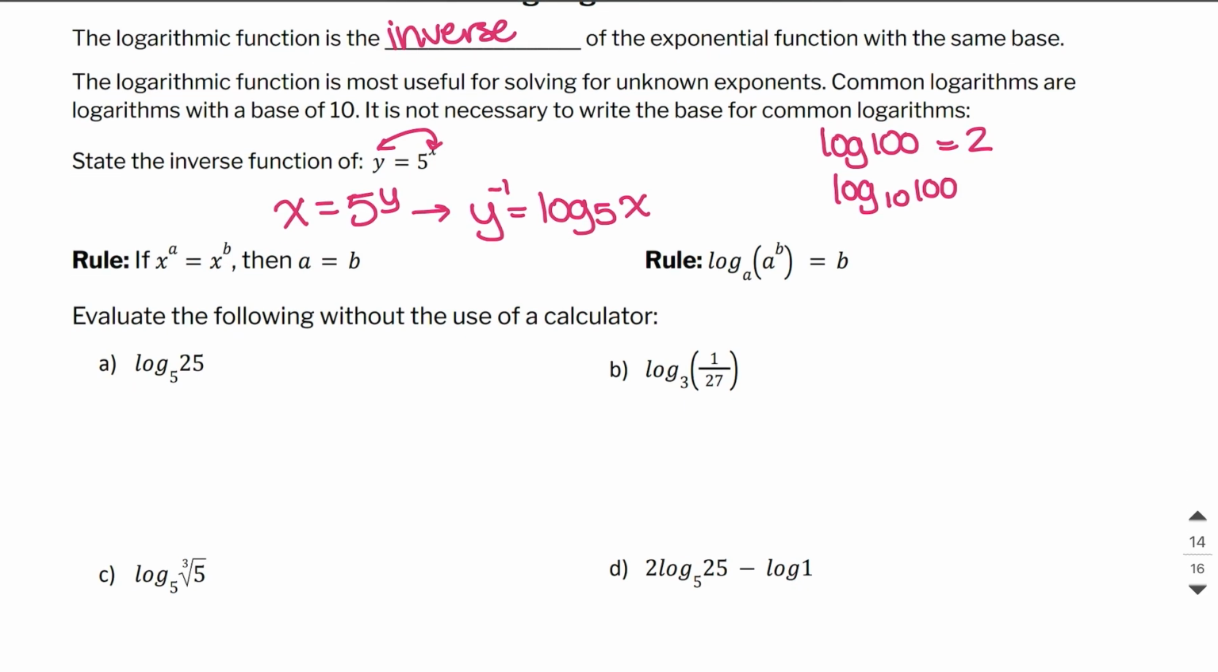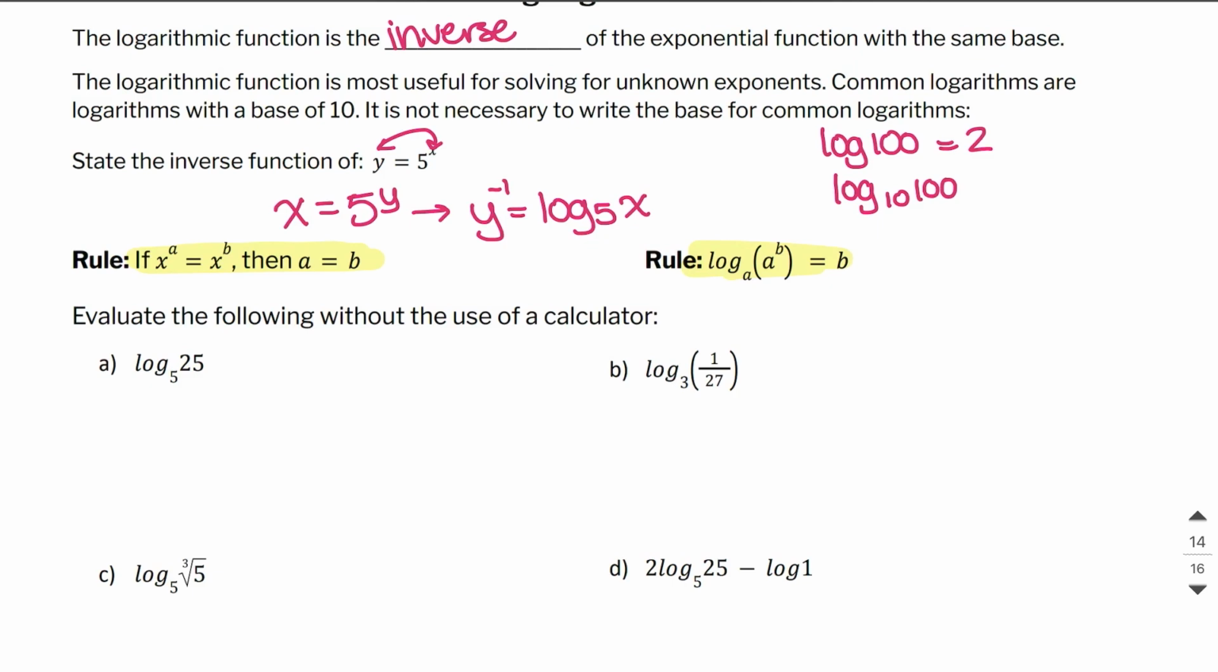Okay. Now, we have two really important rules here. The first rule is if x to the power of a equals x to the power of b, then a equals b. We use this rule when we are solving exponential equations. If you have two different sides of an equation with the same base, the exponents have to be equal to each other.